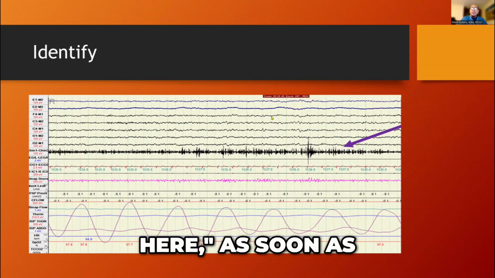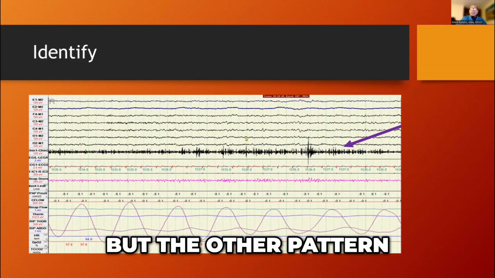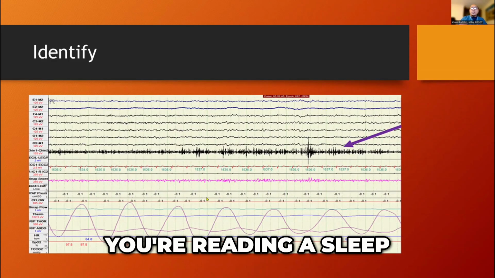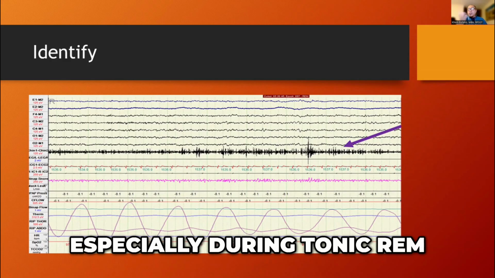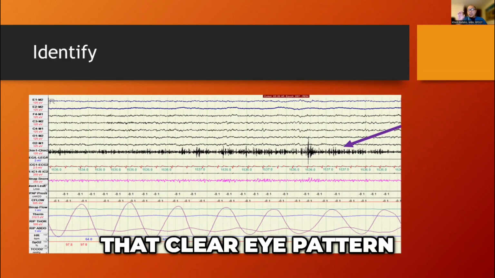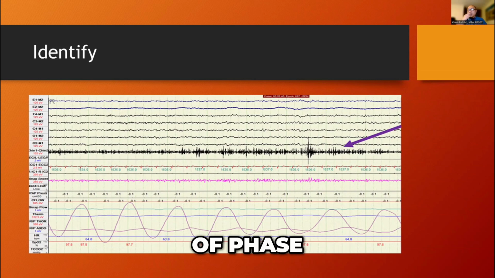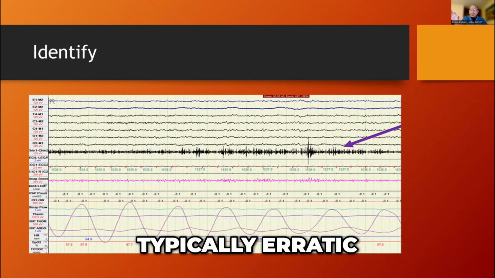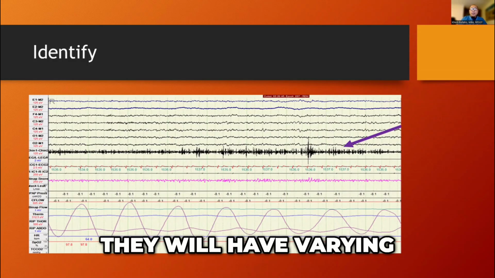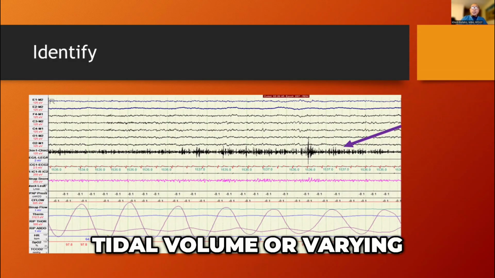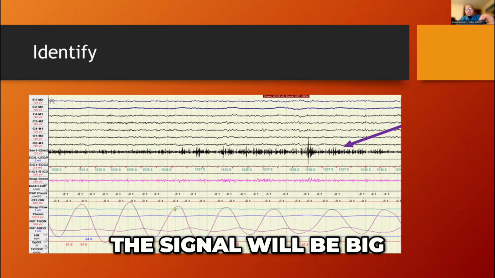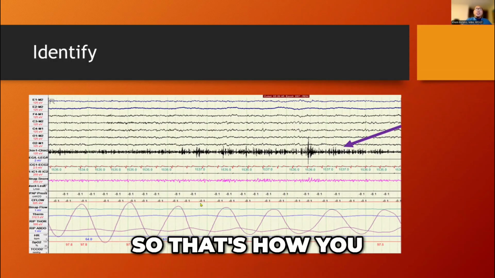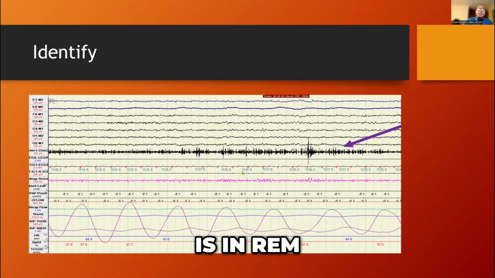This is REM right here, as soon as I see this pattern. But the other pattern that I look at really is the respiration. When you're scoring and reading a sleep study and you're not sure, especially during tonic REM, that you don't see the clear eye pattern in phase and out of phase, then I look at the respiration, because the respiration will become typically erratic, right? They will have varying tidal volume, varying flow amplitude. The signal will be big, small, very small, then big again. It's very erratic. So that's how you know that the patient is in REM.